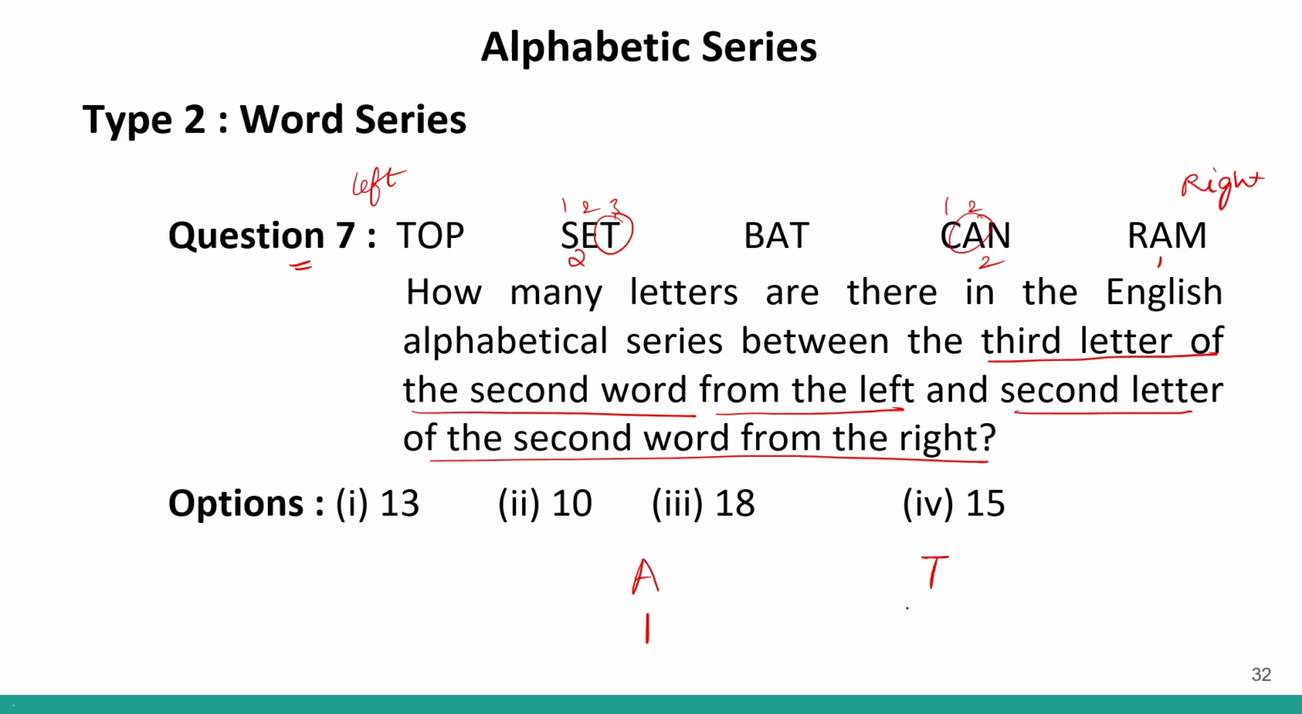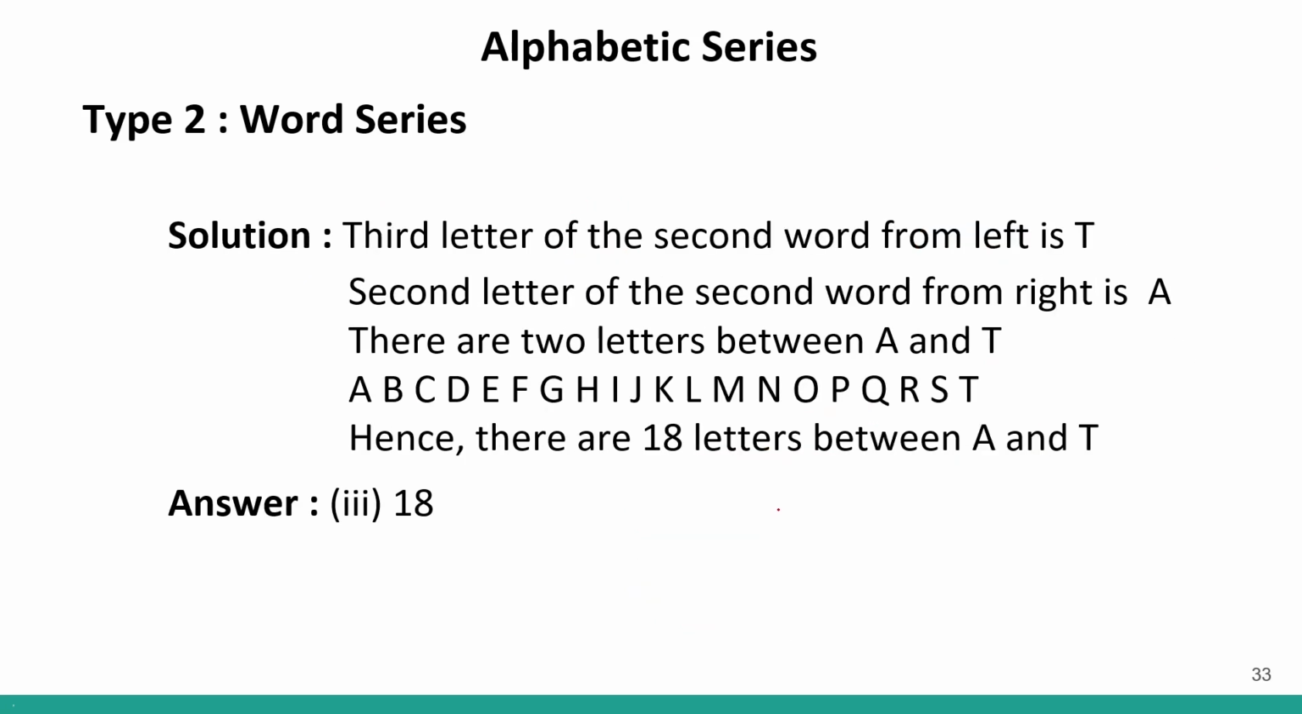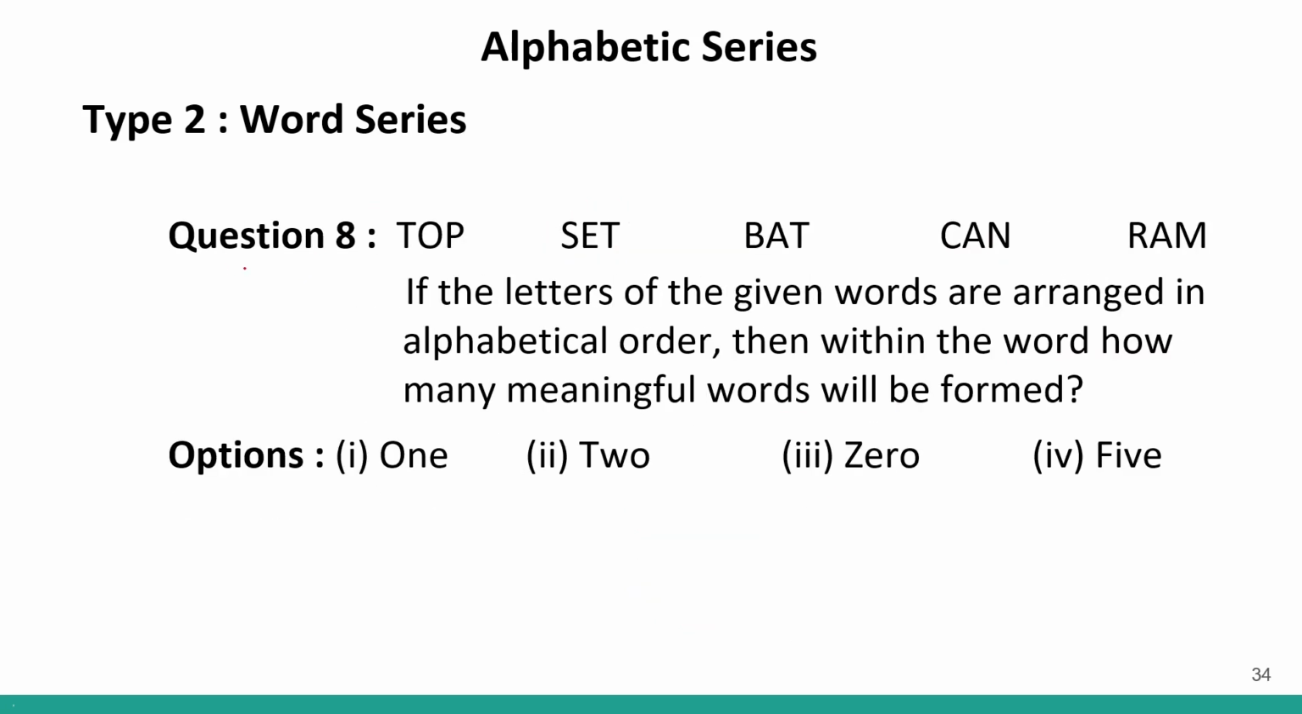Okay, so A is 1 position and T is 20 position. Between them, we have 18 other letters, right? So my answer will be option number 3, 18. Clear? Coming to this question, question number 8. Again, 5 words are given to us, certain instructions are given to us, and we have to find the answer.